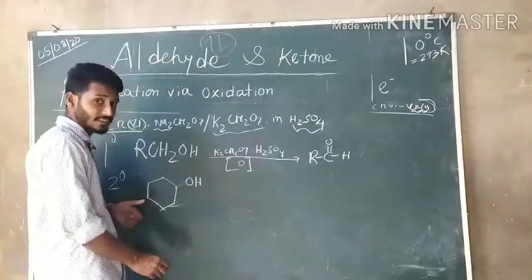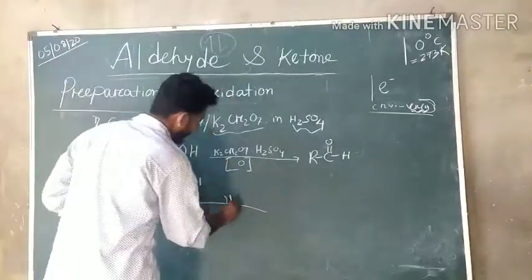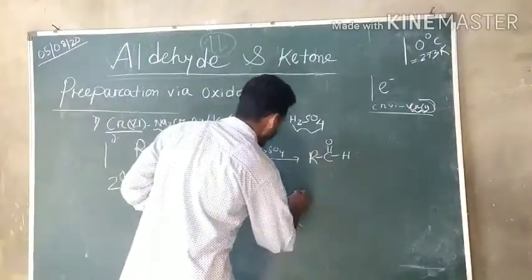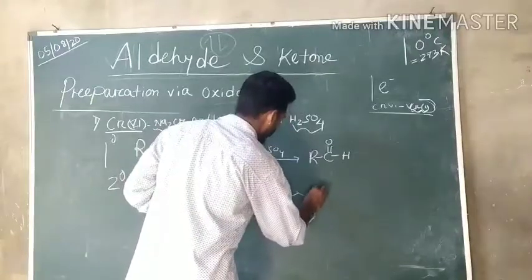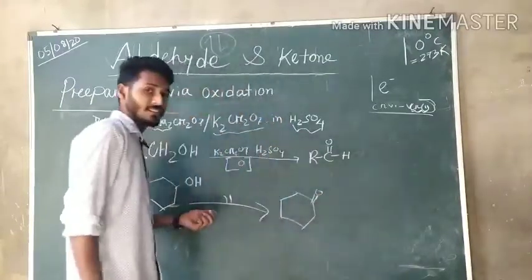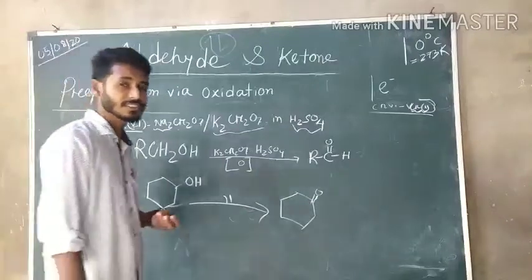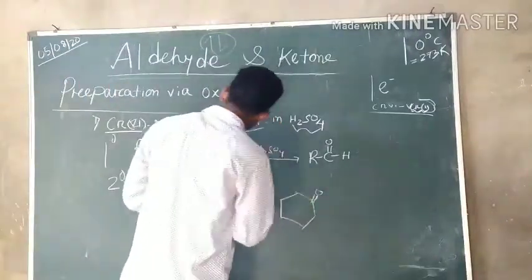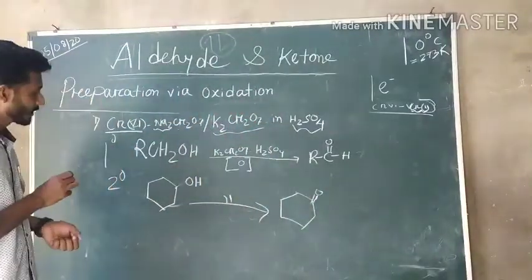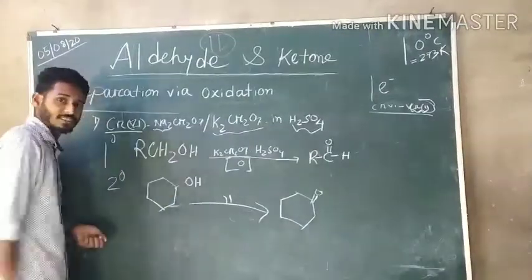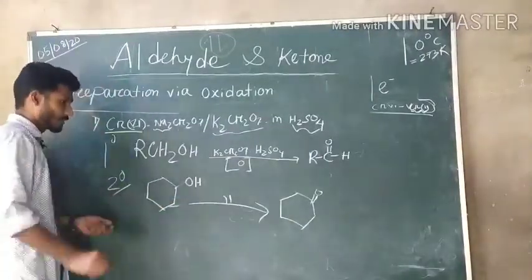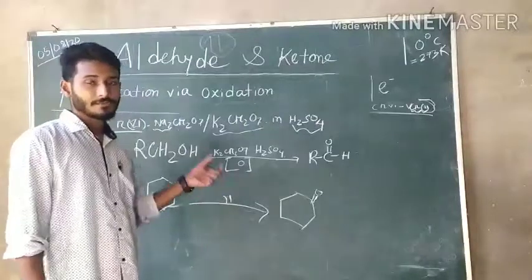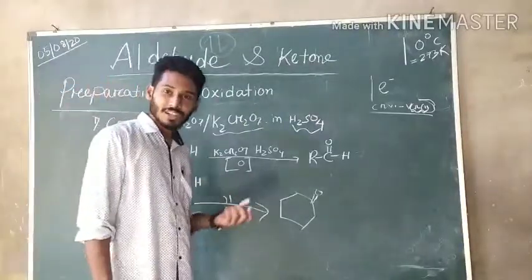For a secondary alcohol, say this one, cyclohexanol, under the same conditions will be oxidized into this, which is a ketone. Why is this a ketone? Because this is a secondary alcohol. Don't be confused. Primary, secondary, you must know how to evaluate this.